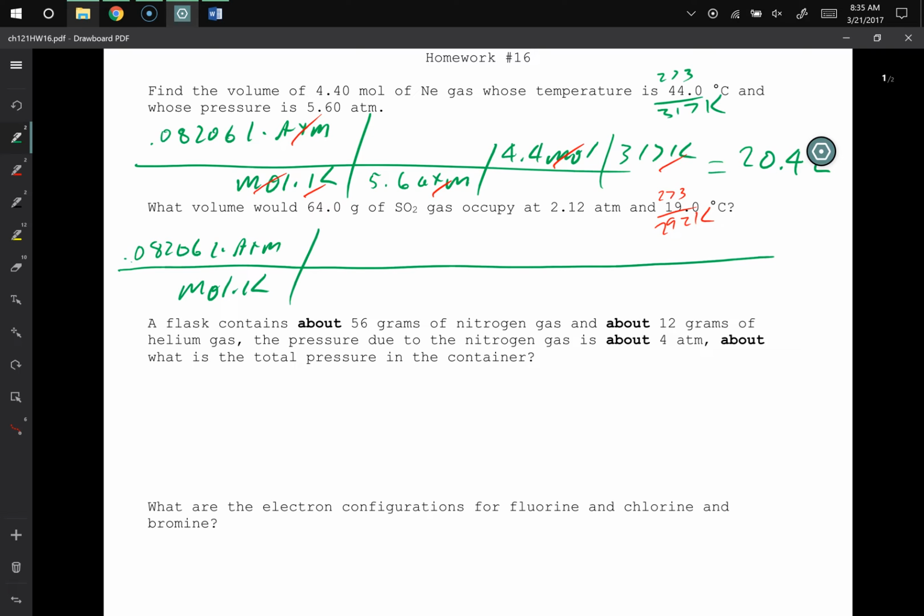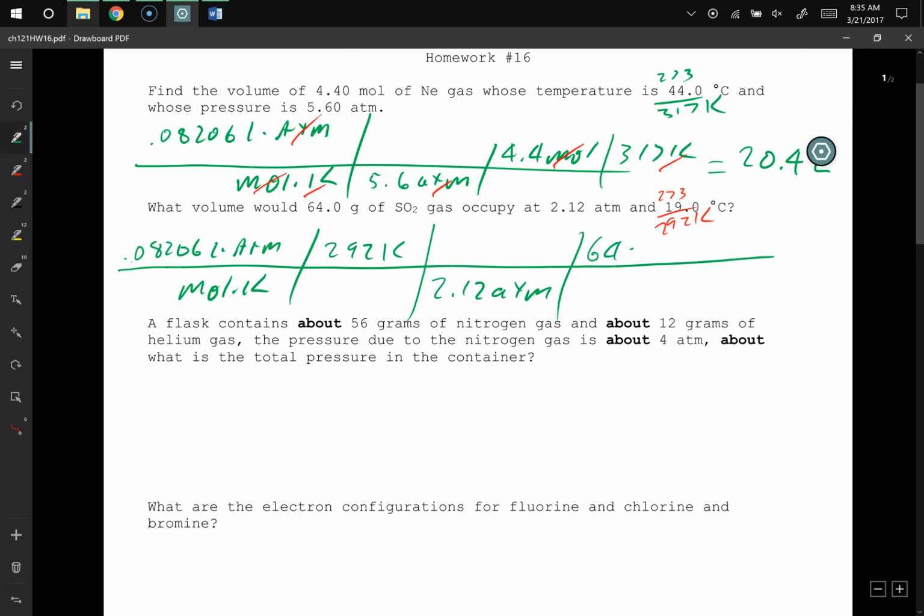And I've got 292 K, and I've got 2.12 ATM, and I've got 64 grams SO2. And then if I look on the table, I can get 64.0648 grams of SO2 per 1 mole of SO2. And if I do that, then I can get my Kelvin to cancel, my ATM to cancel, my grams to cancel, and my moles to cancel. And so then I just have my liter unit.